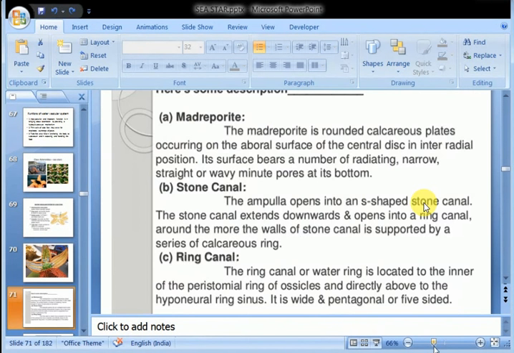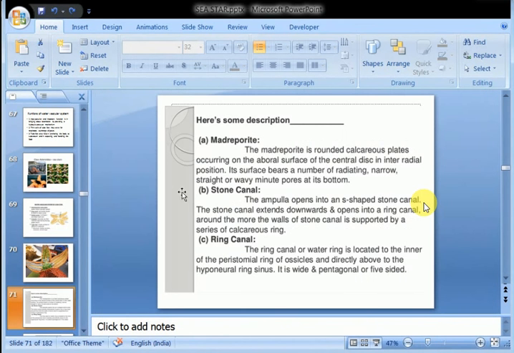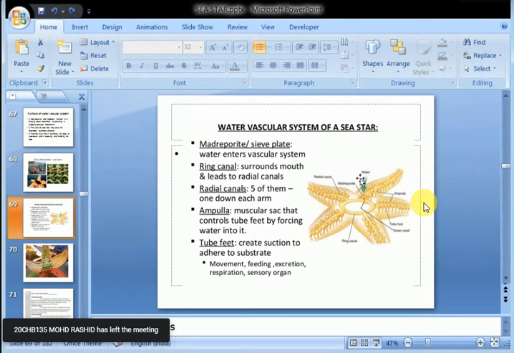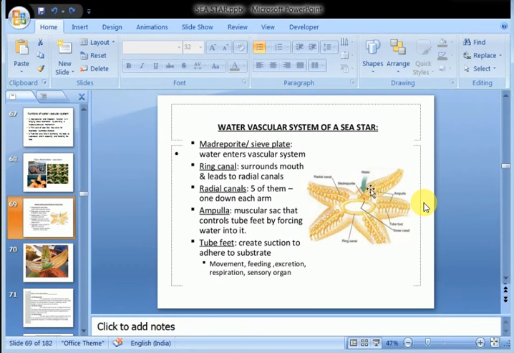Now in detail, let me zoom it out a little bit. So some description: the madreporite, which we have already talked about, is a rounded calcareous plate occurring on the aboral surface of the central disc in the interradial position. See, it is present between two radii. And the arms between which this is present, that part is called the bivium, right? These two arms between which this madreporite is located are called the bivium.